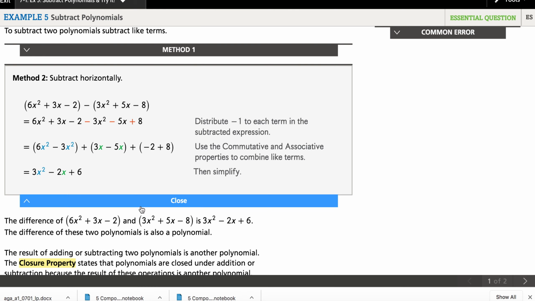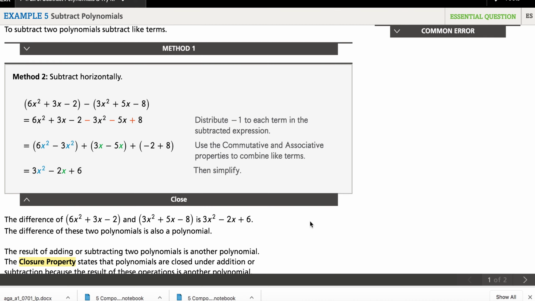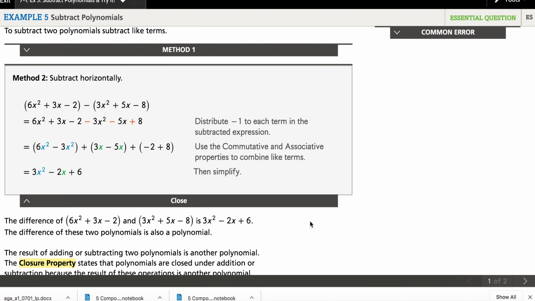So the difference of 6x squared plus 3x minus 2 and 3x squared plus 5x minus 8 is 3x squared minus 2x plus 6. The difference of these two polynomials is also a polynomial. The result of adding or subtracting two polynomials is another polynomial. The closure property states that polynomials are closed under addition or subtraction because the result of this operation is another polynomial. So this is the definition of the closure property.